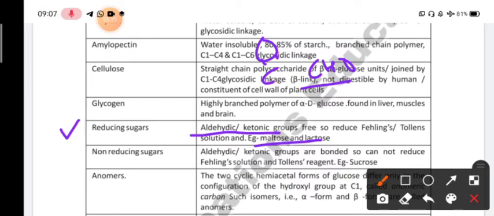They have their aldehydic and ketonic groups, that is the CO and CHO groups, free. So that is why they will reduce the Fehling solution. So maltose and lactose are called reducing sugars.